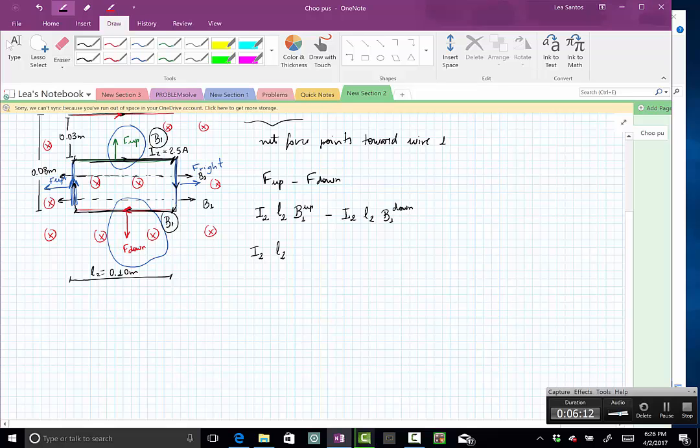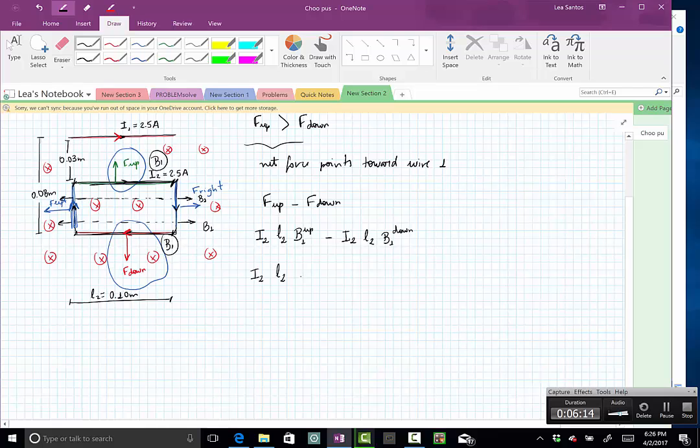And what is this B1? It will be that constant times the current 1 through that isolated wire, divided by the distance between wire 1 and the top of the loop. What is this distance? This value here is 3 centimeters, so I'm going to put 0.03, since 3 centimeters is 0.03 meters.